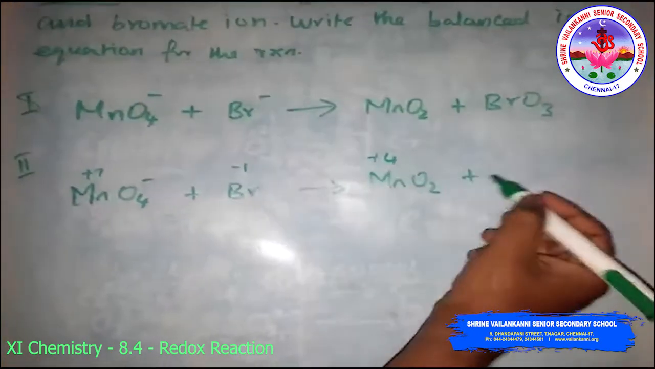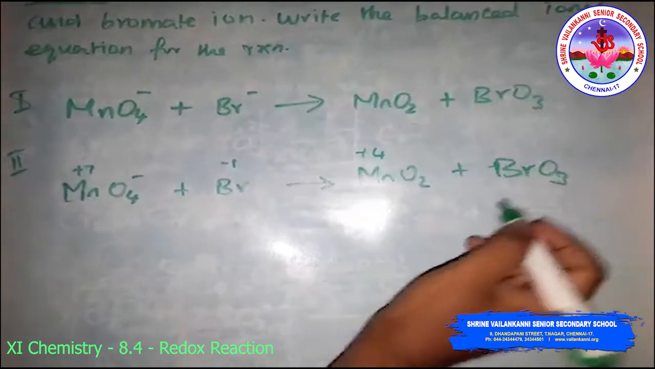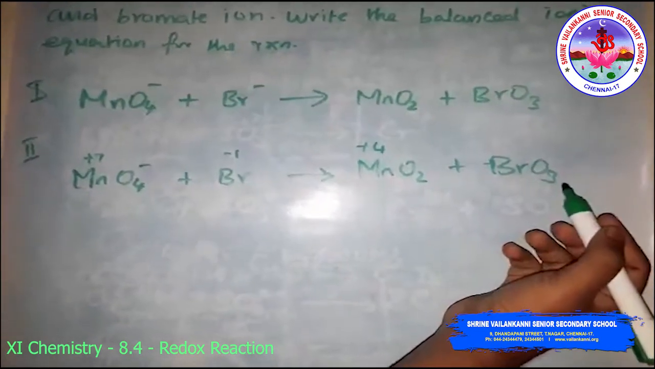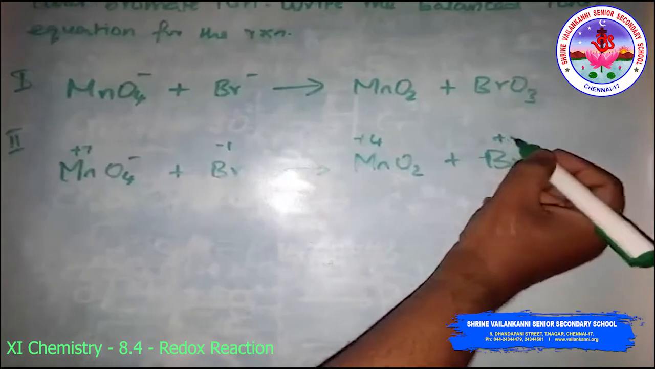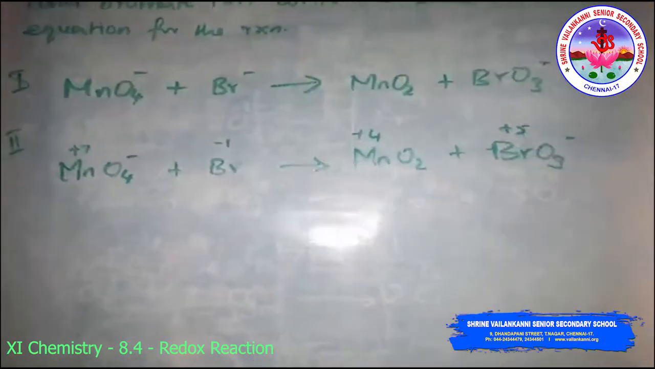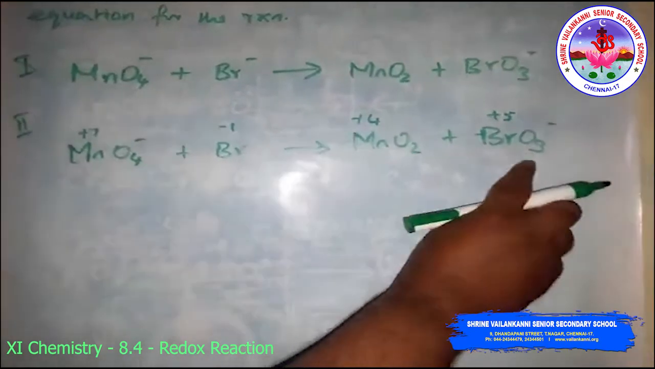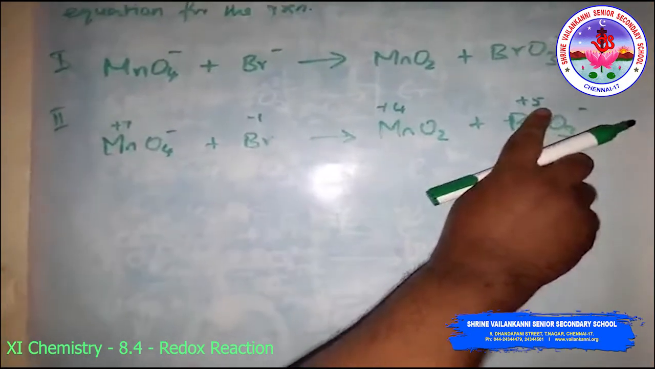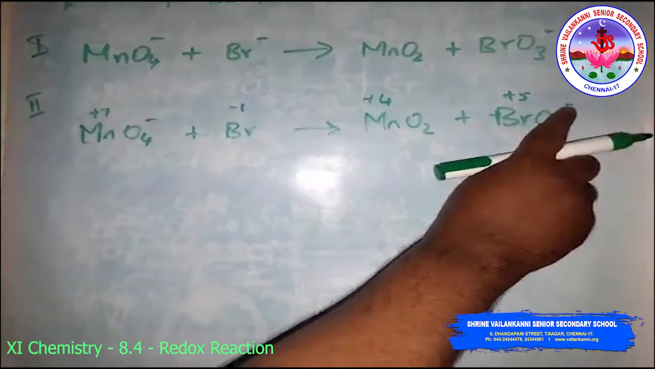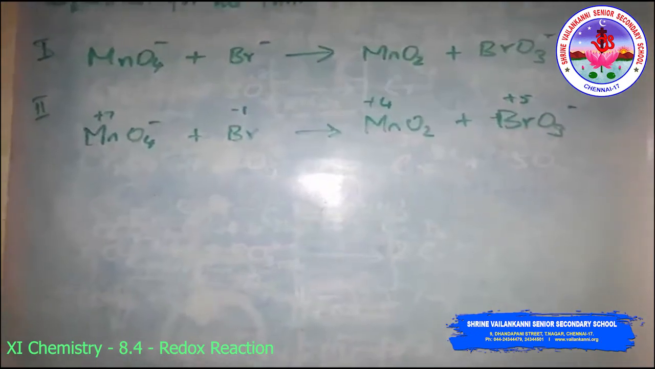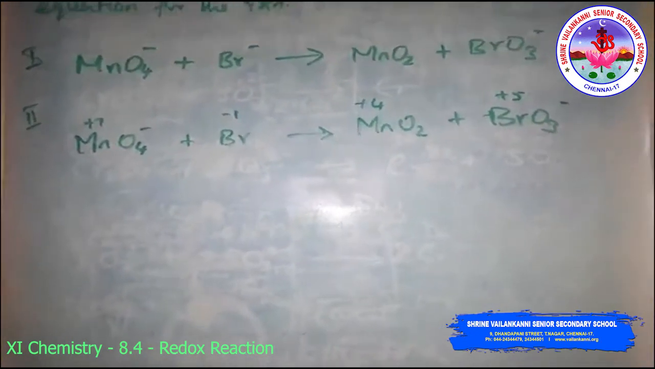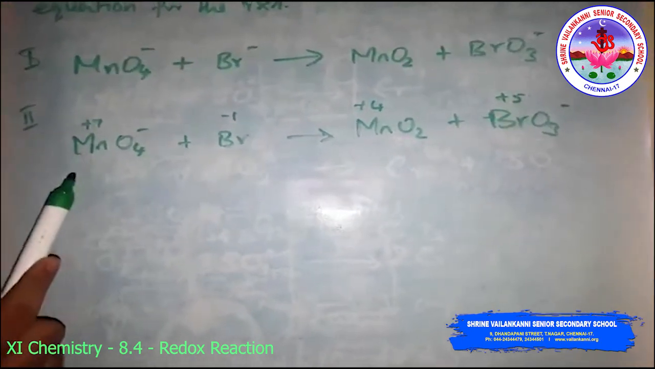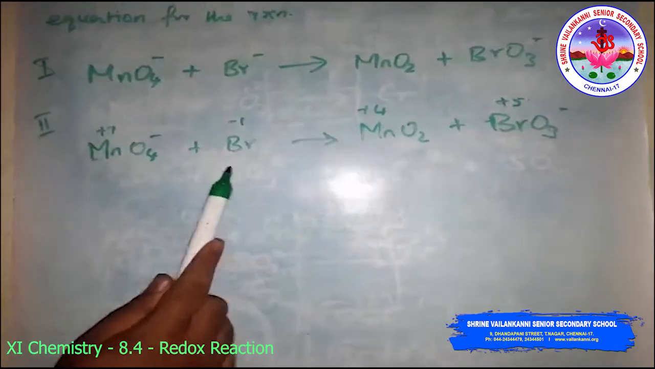Then in BrO3 minus, the oxidation state of bromine will become plus 5, because minus 2 into 3 is minus 6, and minus 6 plus 6 minus 1, it will become plus 5. This indicates that the permanganate ion is the oxidant and the bromide ion is the reductant.